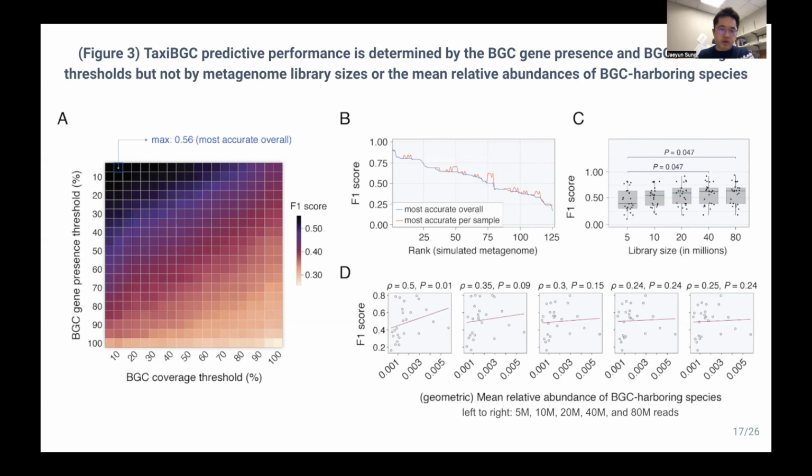In addition, we found that the performance in predicting BGCs is robust against sequencing library size of the metagenome, and also against the relative abundance of BGC-harboring species.